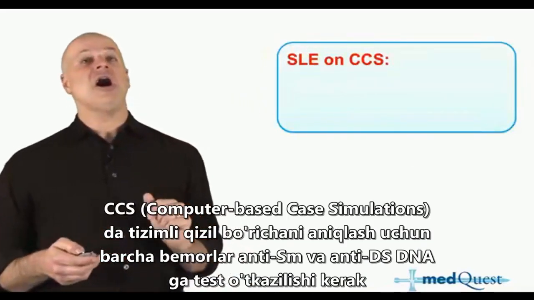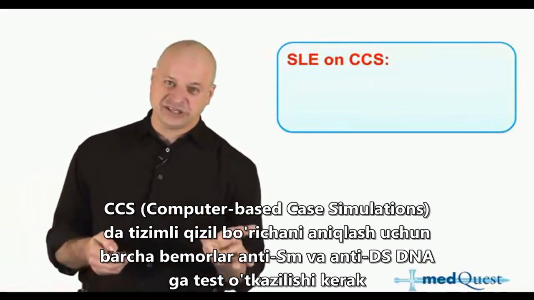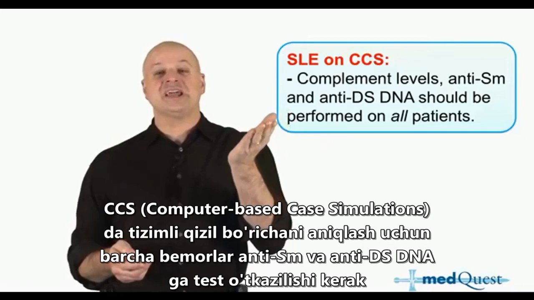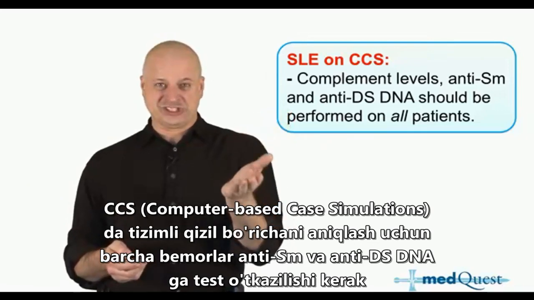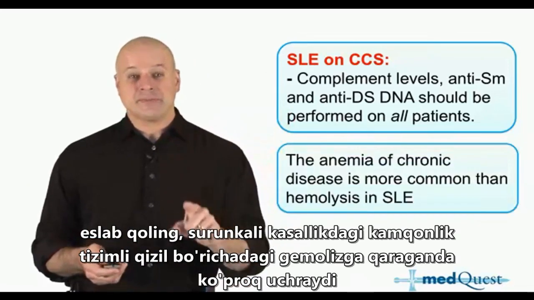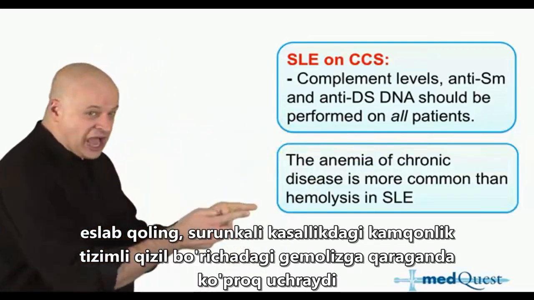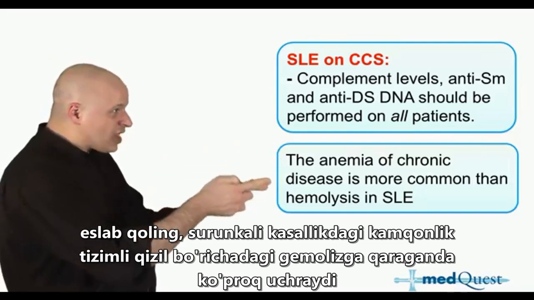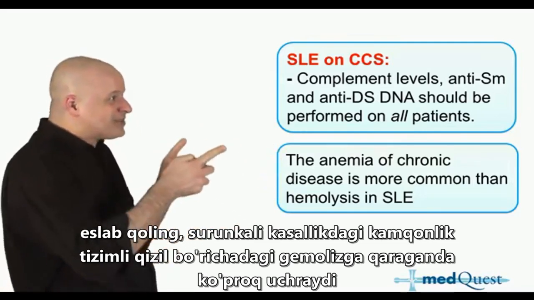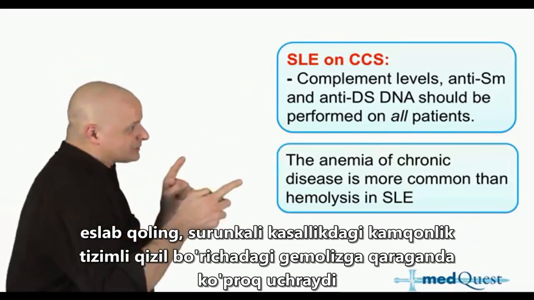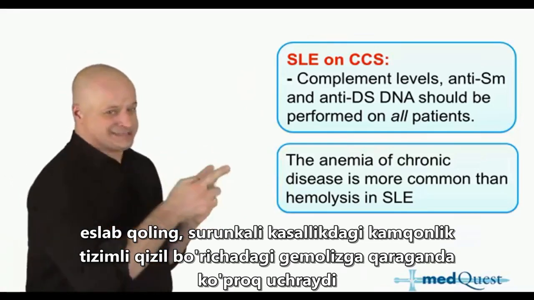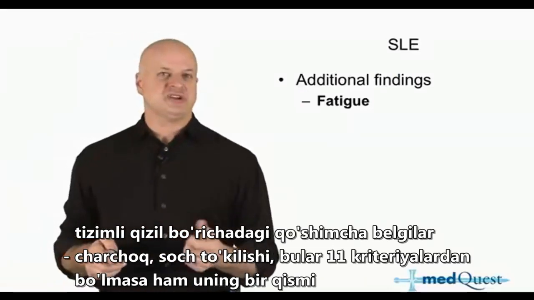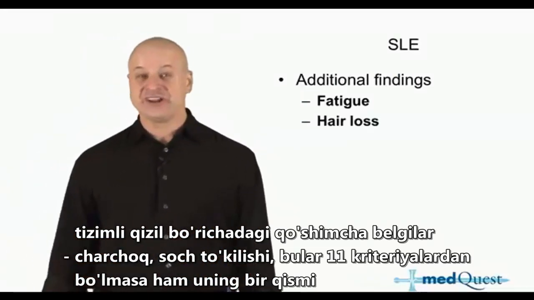Okay, now, on the CCS, computerized clinical case simulations, complement, Smith, and double-stranded DNA should be done on all of the patients that you think have lupus. Remember, the most common anemia is not hemolysis. The most common anemia is the anemia of chronic disease. Now, lupus has, they're tired, oh so tired, and hair loss.